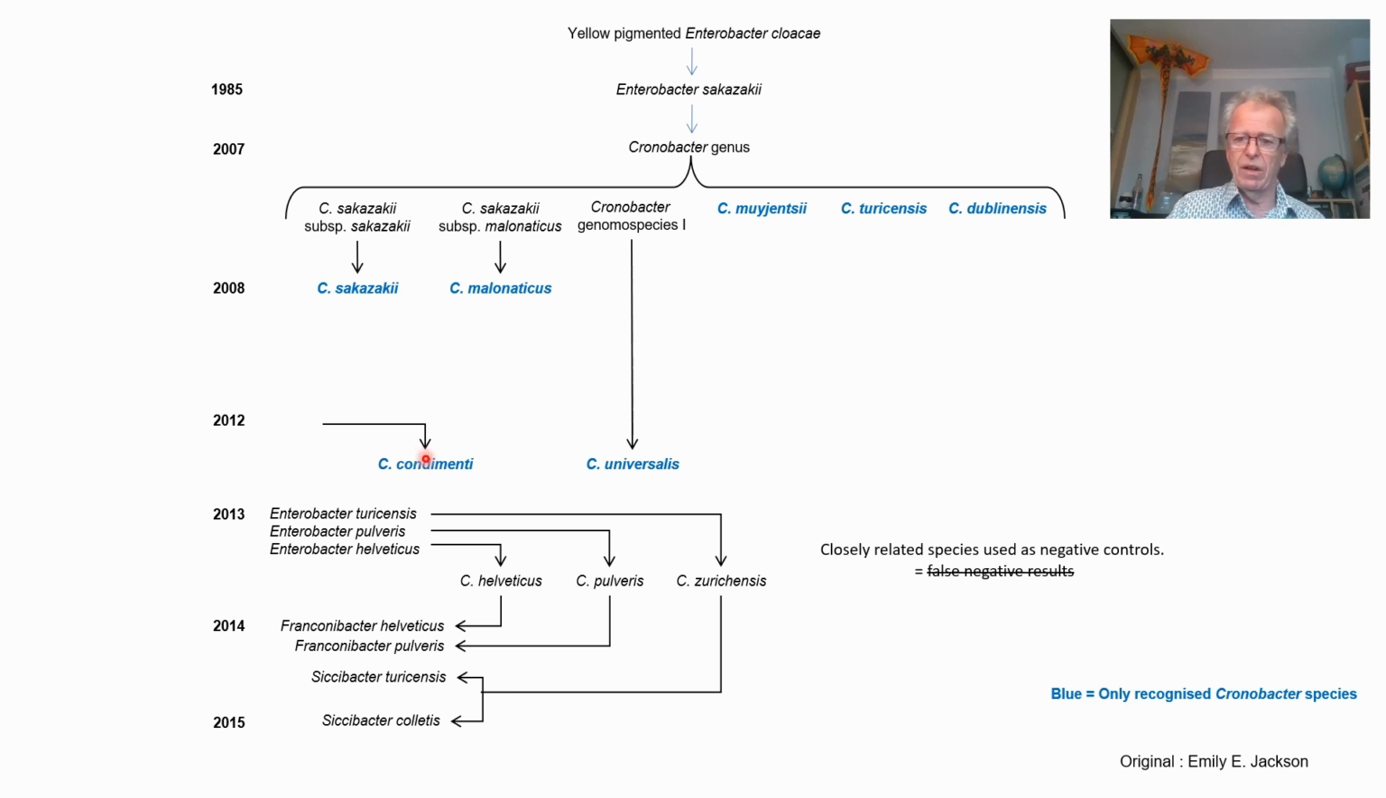In 2012, we got a couple of more name changes. We have condimenti to reflect strains which were coming from herbs and spices, and then we have universalis because the organism is ubiquitous. So we have in blue 7 names, 7 species. Those are the only recognized species of Cronobacter, of which one is Cronobacter sakazakii, and you can see that Enterobacter sakazakii was just an umbrella for lots of strains.